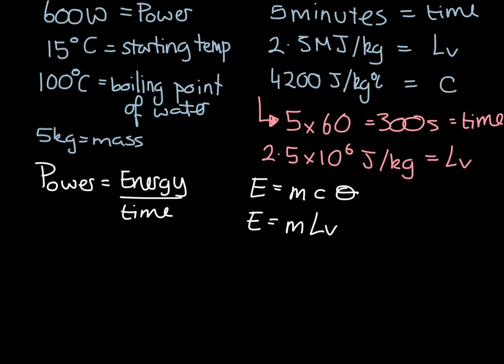First thing I need to do, check my units. Minutes is not going to be okay for this, so I convert minutes into seconds. Second of all, we've got megajoules here. That's no good either. Mega means 10 to the power of 6, so that's everything there in joules per kilogram. My 3 equations are power equals energy over time, energy equals the mass times the specific heat capacity times the temperature change, and energy equals the mass times the latent heat of vaporization.